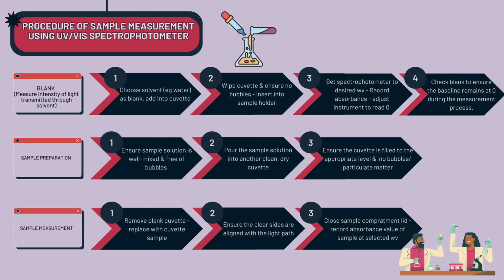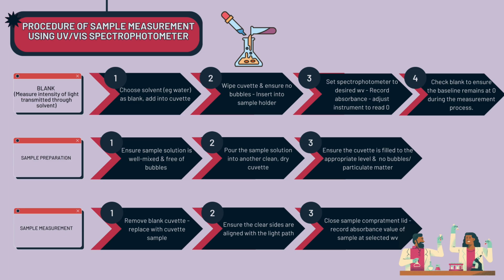Next, the procedure of sample measurement using the UV spectrophotometer. Firstly, the blank. The blank is used to measure the intensity of light transmitted through the solvent. Choose a solvent, for example water, as a blank and add it into the cuvette. Secondly, wipe the cuvette, ensure no bubbles, and insert it into the sample holder. Then, set the spectrophotometer to the desired wavelength and record the absorbance. Then, adjust the instrument to read 0. Finally, check the blank to ensure the baseline remains at 0 during the measurement process.